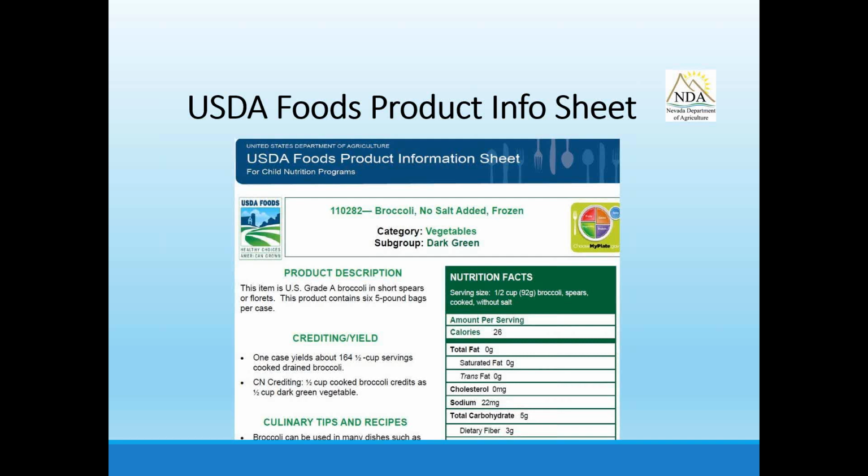And taking a look at this sample, we would see that we have broccoli with no salt added, and the form is frozen. It credits in the vegetable category, and the subgroup is dark green. And what this product information sheet will tell you is the crediting and yielding. For example, in this product, one case yields about 164 half-cup servings of cooked drained broccoli. And the CN crediting is that the half-cup credits in a half-cup dark green vegetable category.